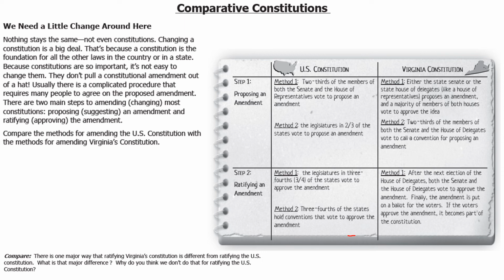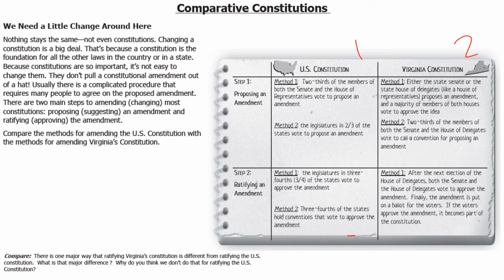Compare the methods for amending the U.S. Constitution with the methods for amending Virginia's Constitution. I'm going to go through the United States Constitution first, and then we are going to go through Virginia second. Method 1: two-thirds of the members of both the Senate and House of Representatives vote to propose an amendment. In Method 2, the legislatures in two-thirds of the states vote to propose an amendment. And then Step 2, ratifying. Method 1, the legislatures in three-fourths of the states vote to approve the amendment, or three-fourths of the states hold conventions that vote to approve the amendment.